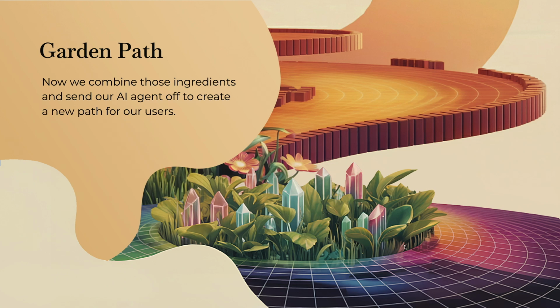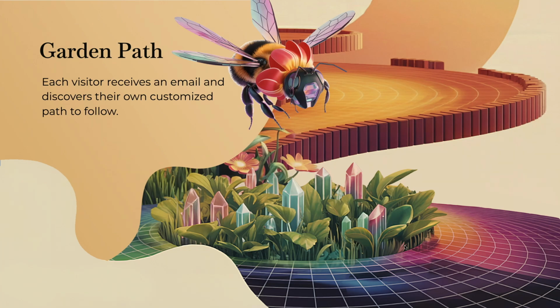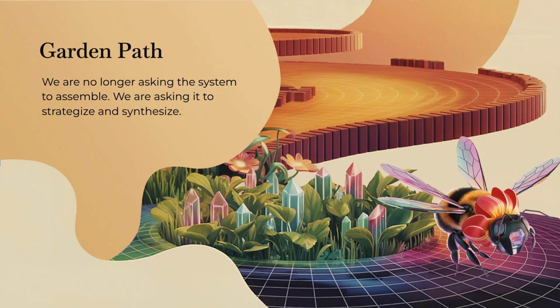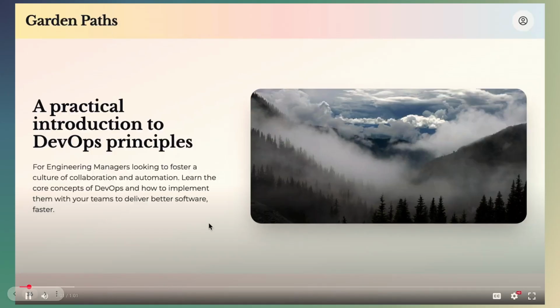So if we combine those ingredients and send our AI agent off to create a new path for our users, it can come up with some interesting results that feel targeted towards them. Let's say each visitor receives an email, and then they get their own customized path to follow. At that point, we're not asking the system to just assemble, we're asking it to strategize and synthesize where people want to go. This is an idea outside of our normal site. This is just an example of what this can do.